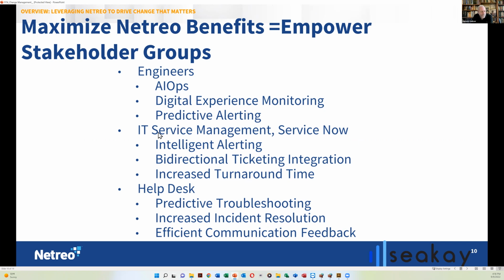Also, the IT servicing team, because they implemented ServiceNow. This is a real critical piece because of, I think, one of the major benefits that would help in terms of their turnaround time. And also because they have a very strong involvement on the help desk side leading in from ServiceNow. Our forecast is if all the stakeholders are involved, the end result is going to be benefits that everybody is going to own, which is the predictive troubleshooting, increased incident resolution, and efficient communication feedback.